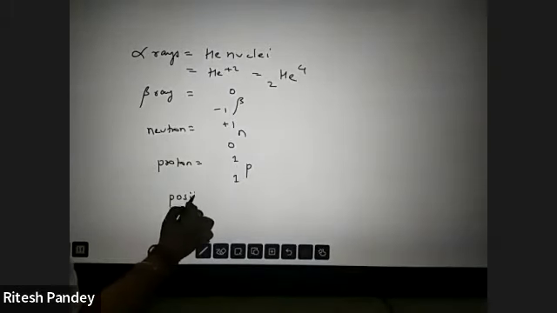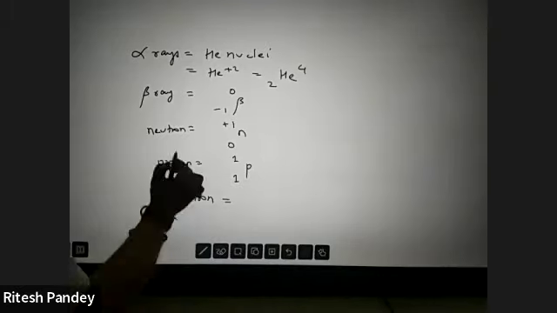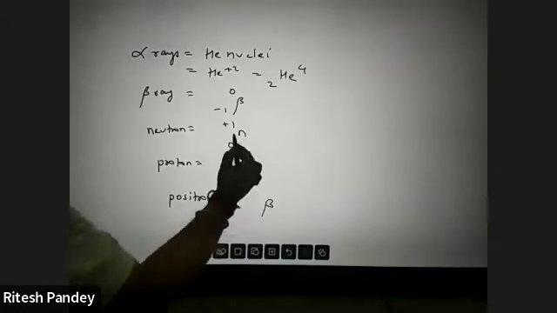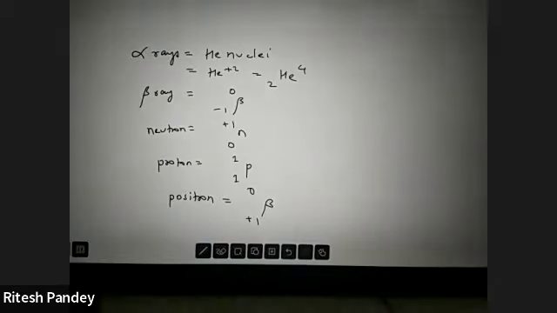A proton is obviously going to be having a charge plus 1 and mass 1. And positron is basically a positive electron, which is the reverse of a beta ray or an electron, and will be represented as a beta plus 1 0. Are you all happy with this? I think it's understood by everyone.